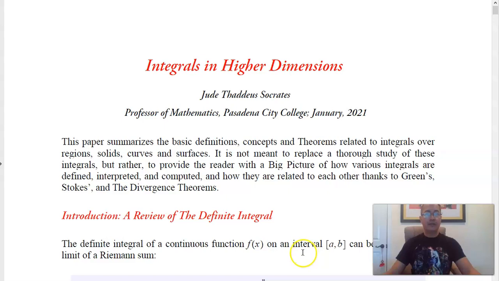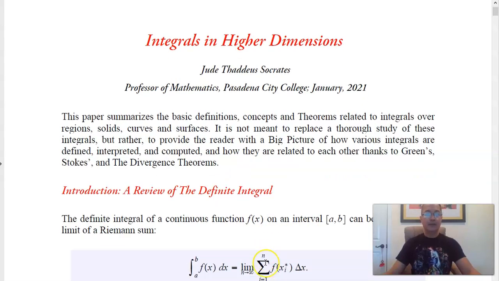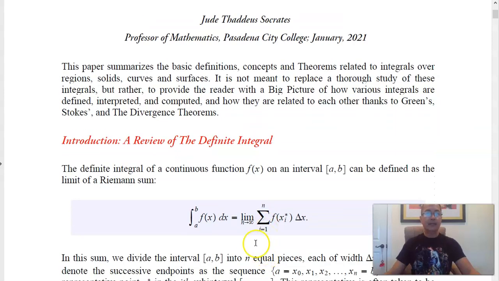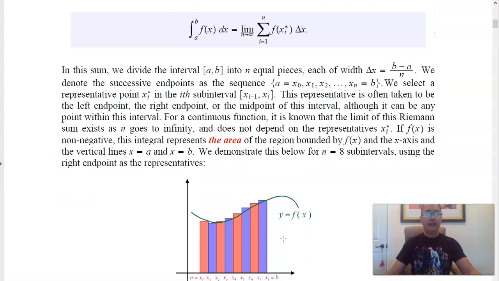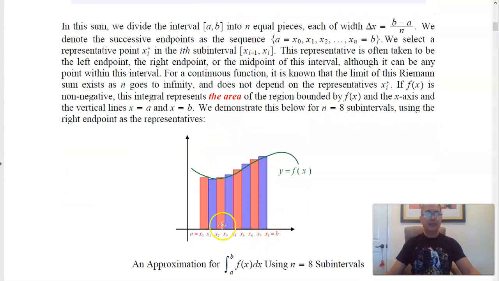So in our previous video, we did a review of the definite integral. It's the limit of a Riemann sum. And we said that basically it represents an area under a curve if your function, of course, is positive over your interval of integration.